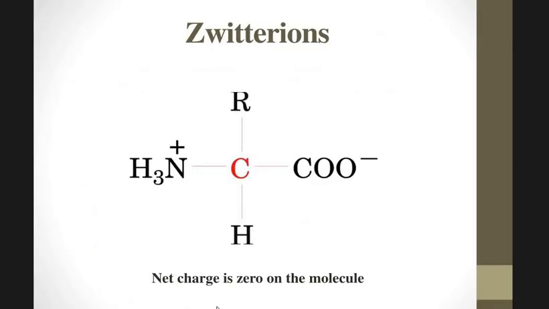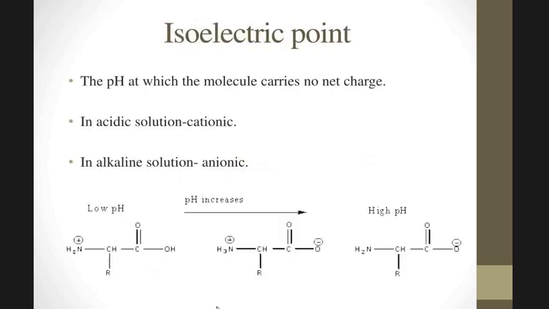Here you can see the Zwitter ions, where the net charge on the molecule is 0, and the carbon is always an alpha carbon. Next is the isoelectric point, the pH at which the molecule carries no net charge. In an acidic solution it is cationic, and in an alkaline solution, anionic. At low pH it acts as a cation, and a hydrogen ion is released as the pH increases. NH3 is converted to NH2 at high pH.